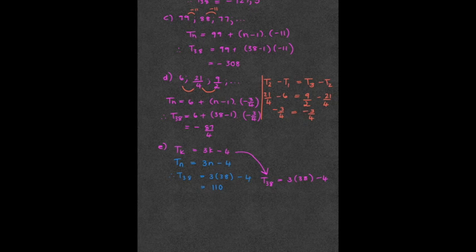Okay, let's look at that last question then, because that's now looking similar. If TK is equal to negative 2K plus 5, then term 38 would be negative 2 times 38 plus 5. So that's going to be negative 76 plus 5, which is negative 71.